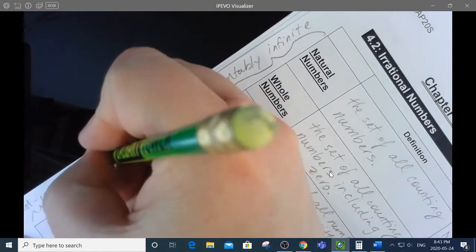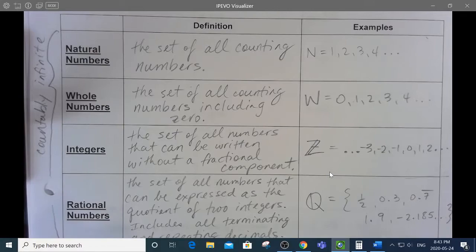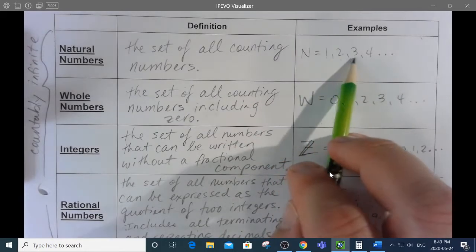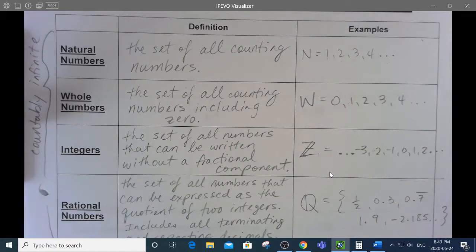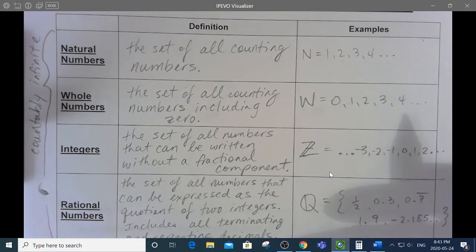Infinite. There we go. There's kind of a difference. These guys here, in other words, if I had infinite time, infinite pencils, and an infinite piece of paper, I could start counting 1, 2, 3, 4, 5, and if I could count forever, I would count every natural number. If I keep going, I won't miss any.